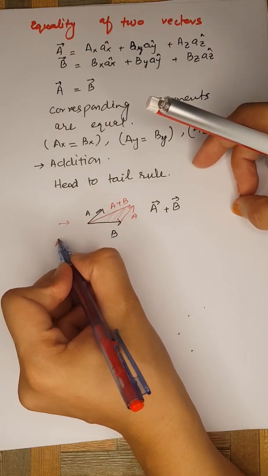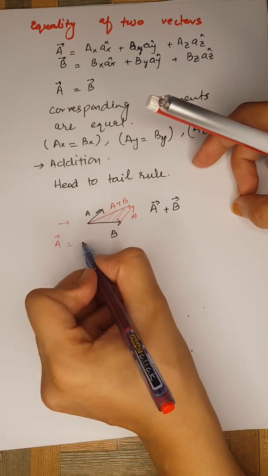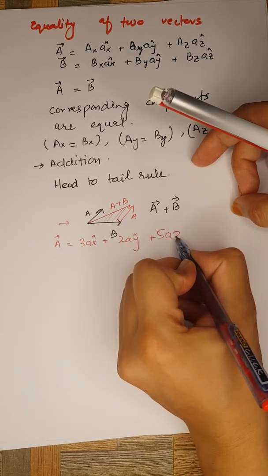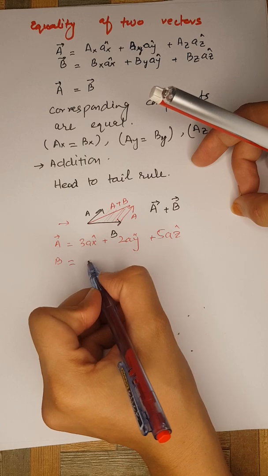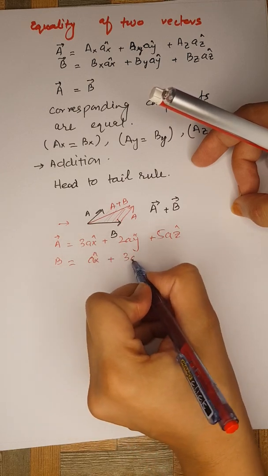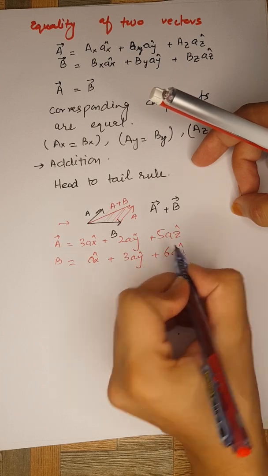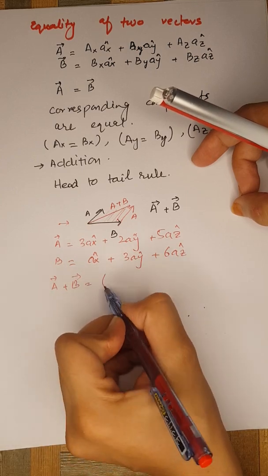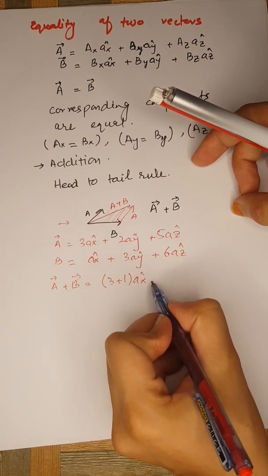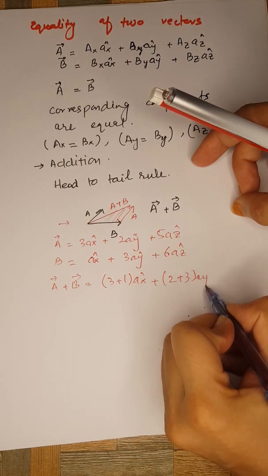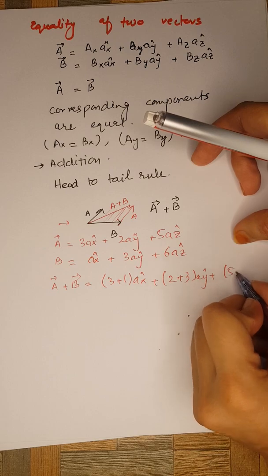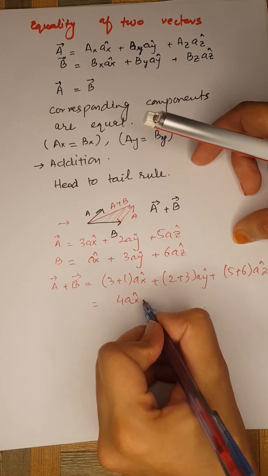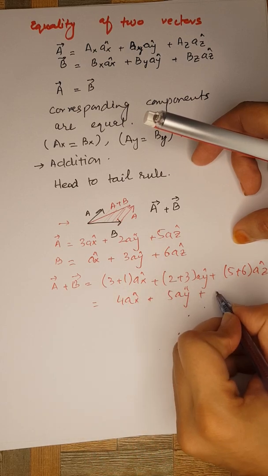In case of the addition of two vectors mathematically, let's say A is equal to 3ax hat plus 2ay hat plus 5az hat, and similarly B is equal to ax hat plus 3ay hat plus 6az hat. Then we add their corresponding components. So A plus B is equal to (3 plus 1) ax hat plus (2 plus 3) ay hat plus (5 plus 6) az hat. In this way you can find the addition of two vectors. That is very simple.